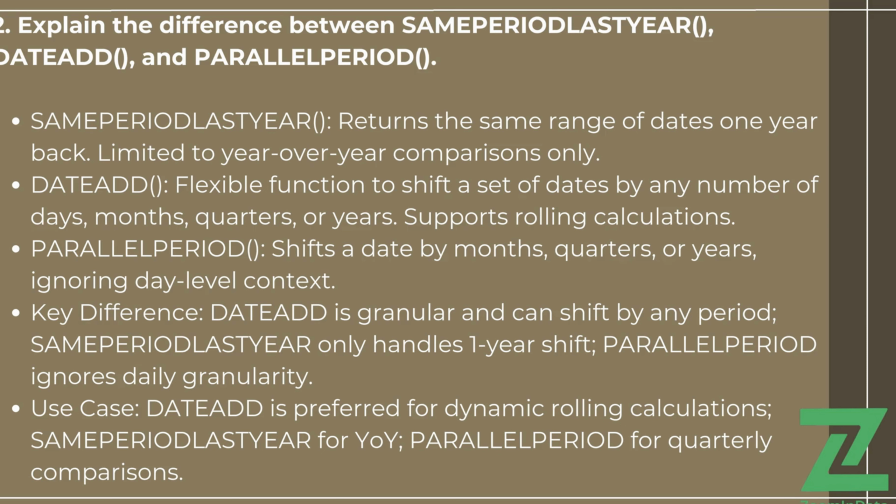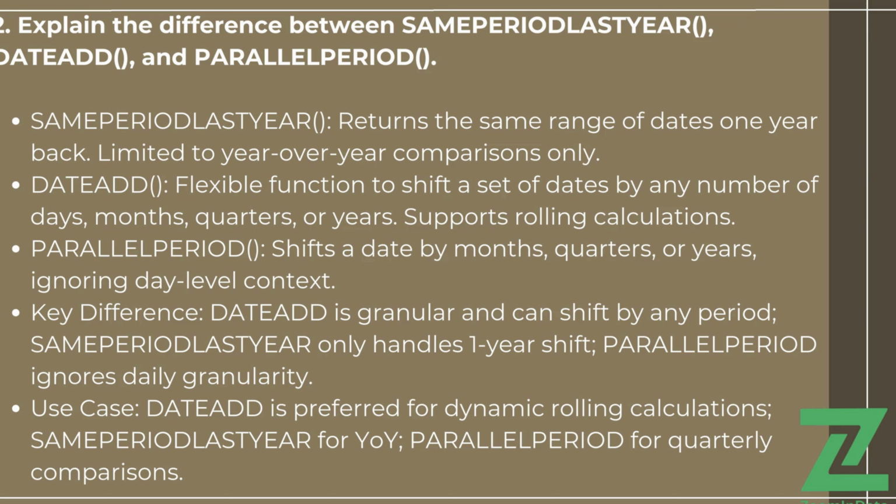Date ADD is more flexible. It can shift a set of dates by any number of days, months, quarters, or years. This makes it useful for rolling calculations like rolling 12 months or rolling 3 months. Parallel period also shifts dates by months, quarters, or years, but it ignores the exact day-level context. It works more at the month or quarter level.